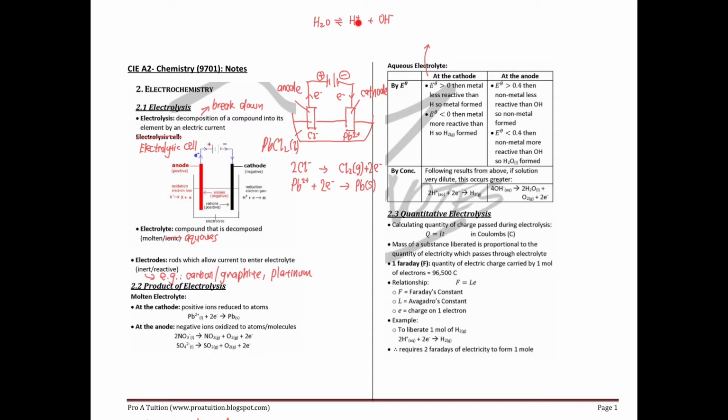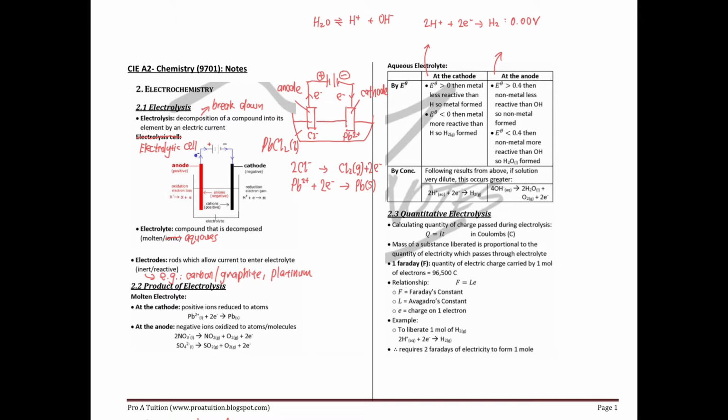So for H plus, I write down here: H plus takes electrons, becomes H2. We need to know the voltage also. So let's see the voltage. This value is 0.00 volt.